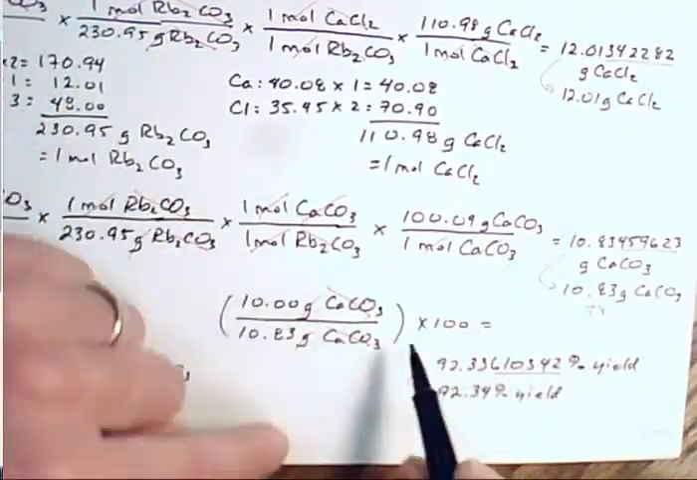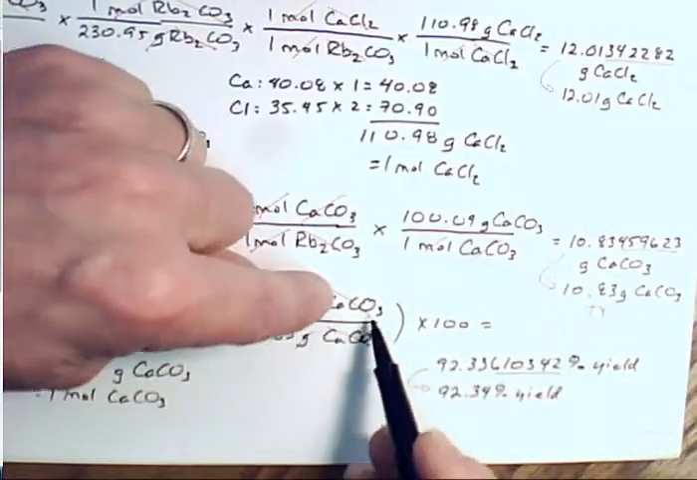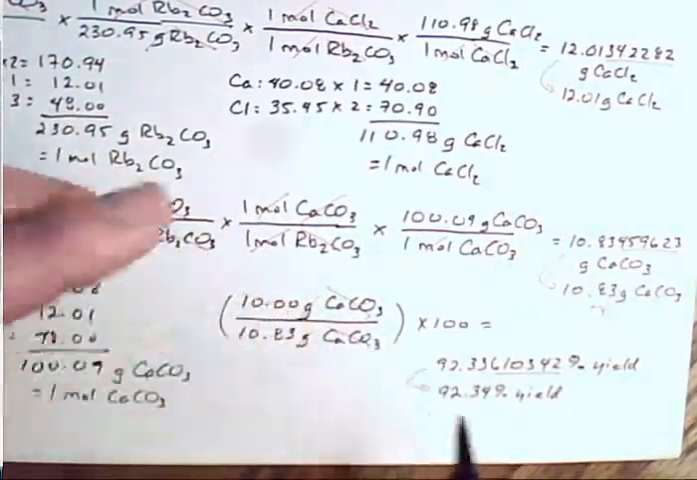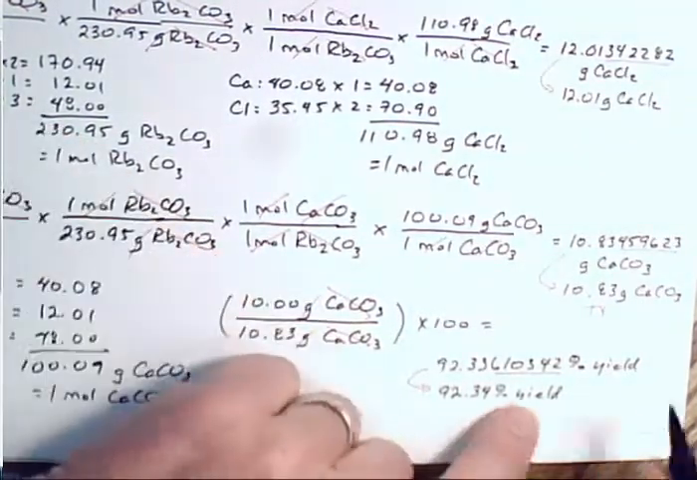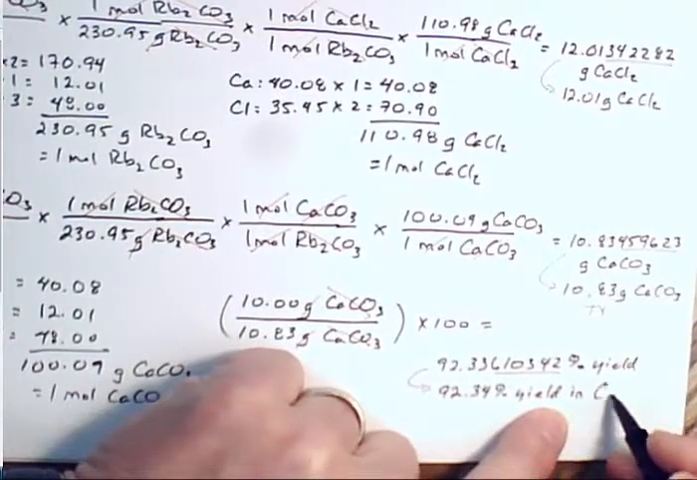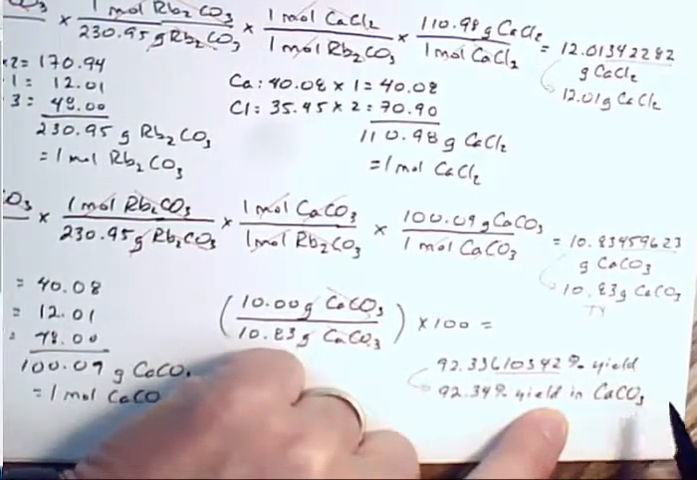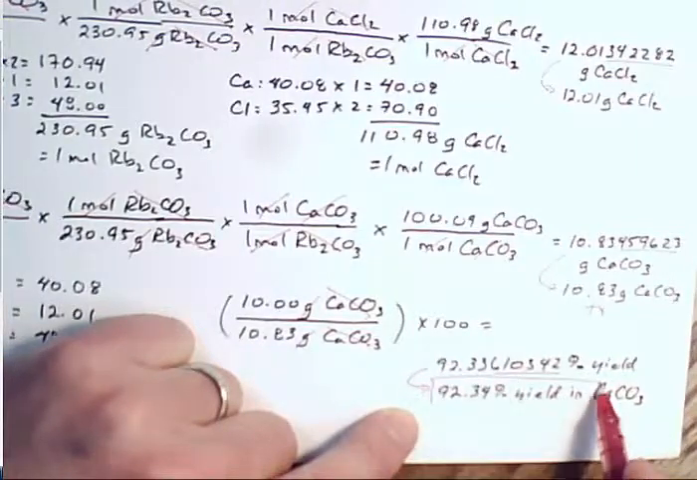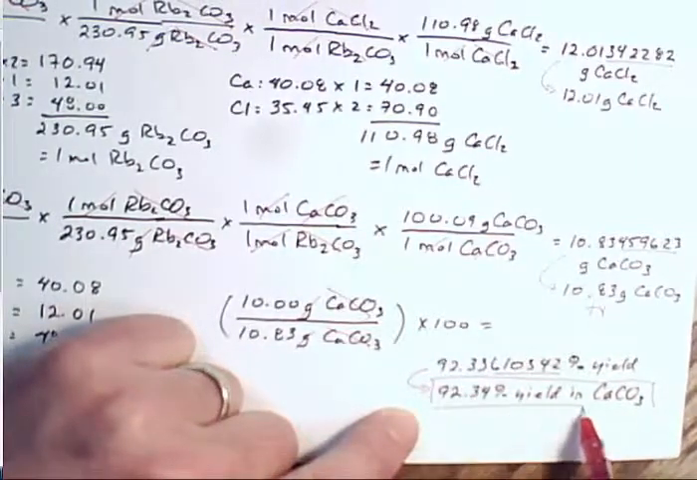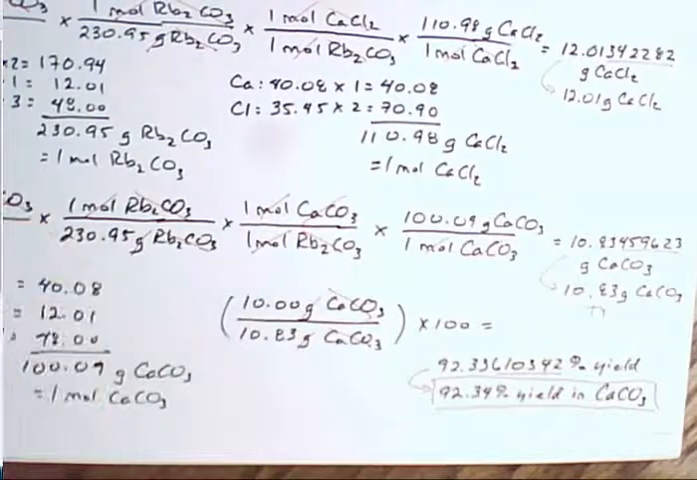So that's what I meant a while ago when I said that we cancel out the species, and so it's speciesless, but we need to define what the percent yield is. And the percent yield is yield in this calcium carbonate. So we're going to say in calcium carbonate. And that's how we clearly define what we're talking about, so that everybody knows, that I know and you know, what the percent yield is for, which species we're talking about.